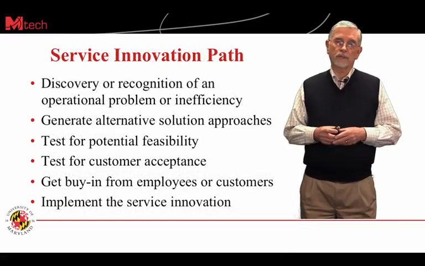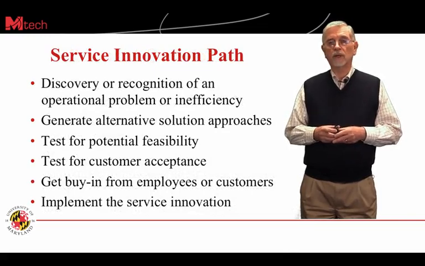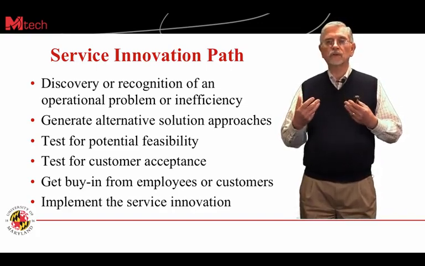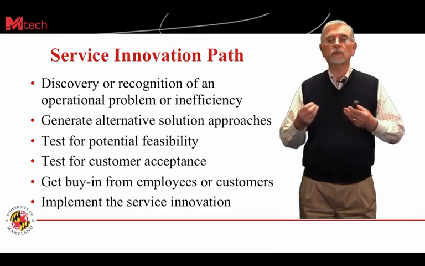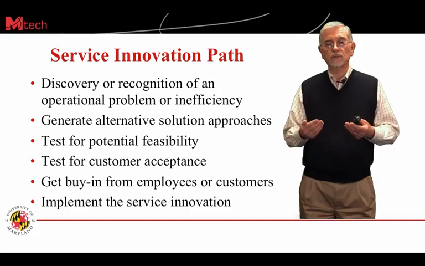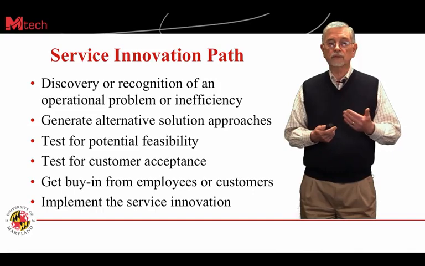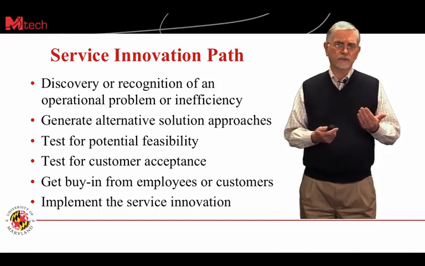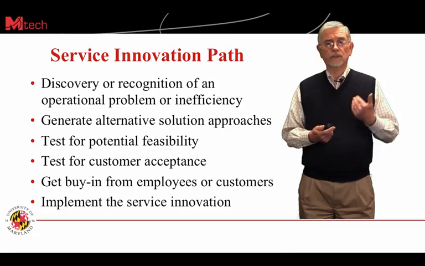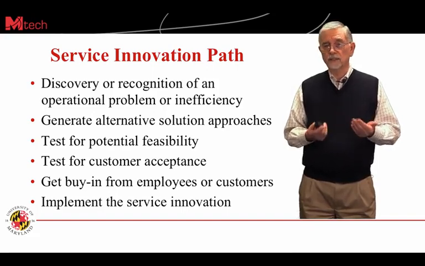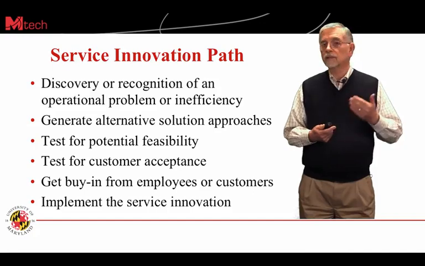So here's a fourth example of an innovation process, and it's a service innovation. It's different than a product innovation in the sense that a service innovation is providing something that helps people do something better, and it's providing a service as opposed to a product. And so the initial step in that process is the discovery or recognition of some operational problem, or usually an inefficiency that can be solved with some service effort. And so inside an organization, there is a generation of some alternative solutions or approaches, and testing of the feasibility of the idea, and testing for customer acceptance.